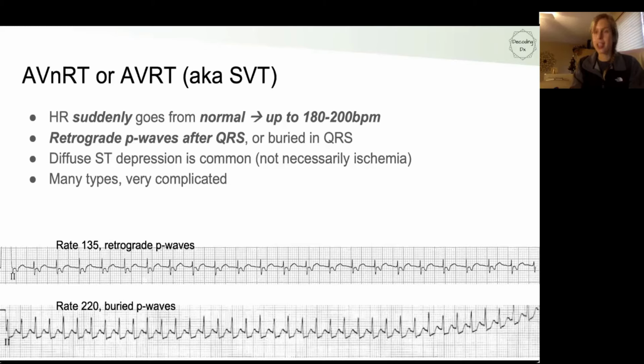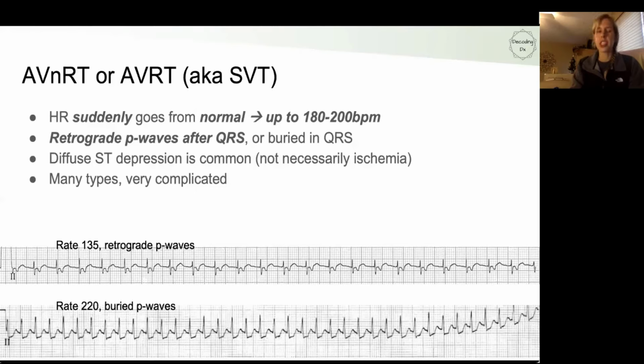Now, technically, all narrow complex tachycardias are supraventricular tachycardia. That's the definition, that the electrical impulse starts above the AV node, which is why the complex becomes narrow, because it then goes through the His-Purkinje complex. However, in common jargon, when someone talks about SVT, they're typically talking about AVnRT.